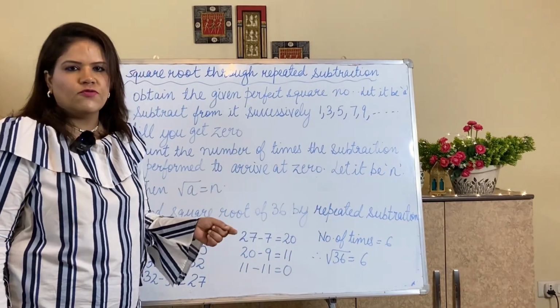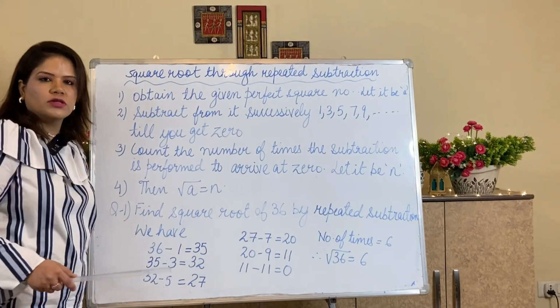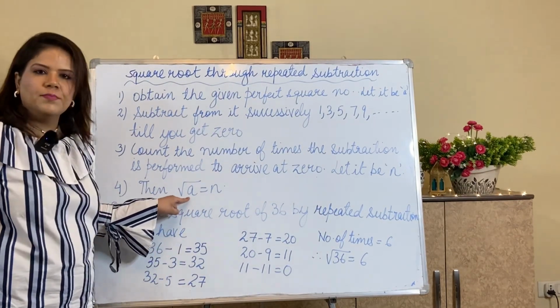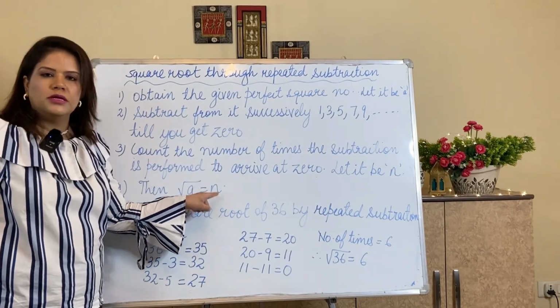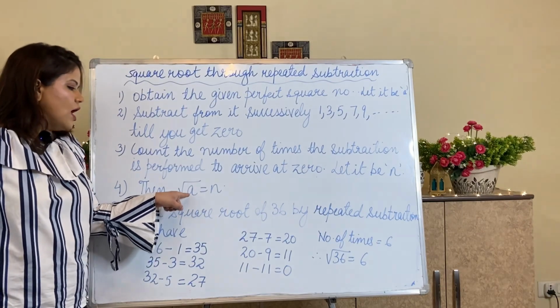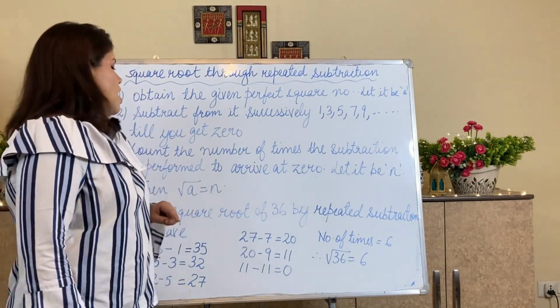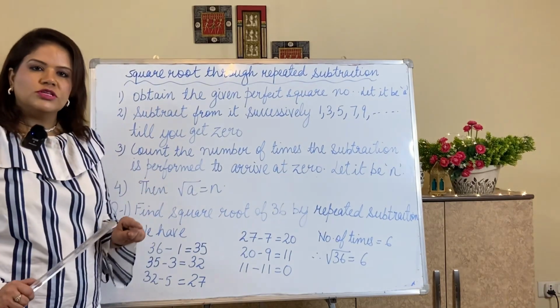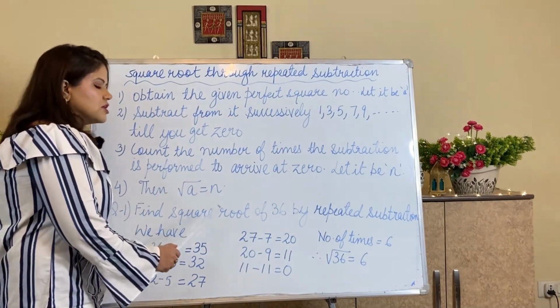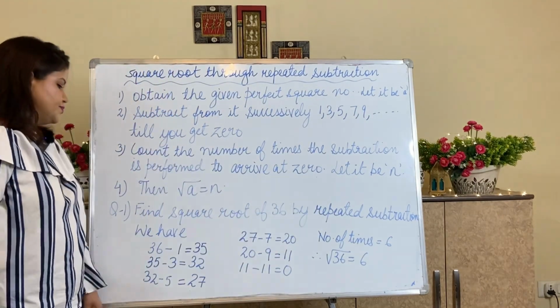Suppose, because I have supposed that for the square root I am taking a number A, and the number of times subtraction has been performed, let it be n. So the square root answer will be the number of times subtraction has been done. I am taking one example to explain to you. I am finding the square root of 36 by repeated subtraction.